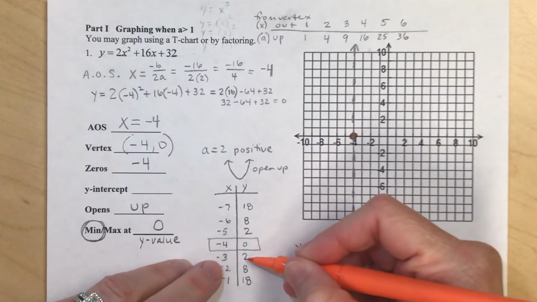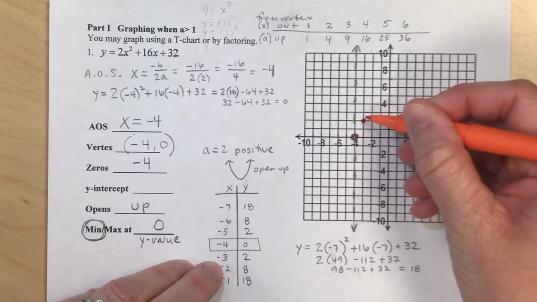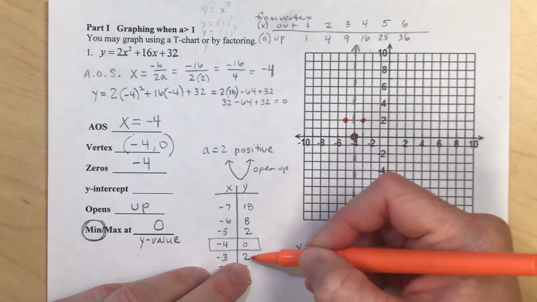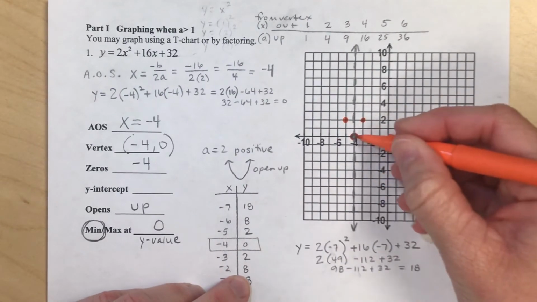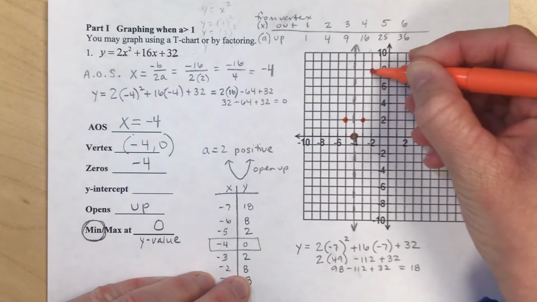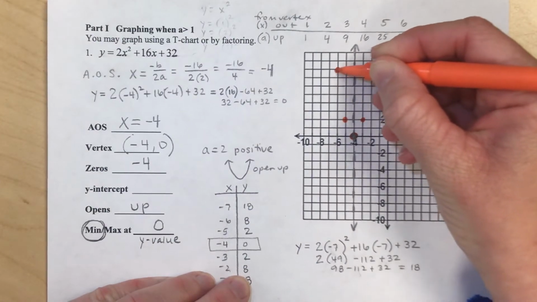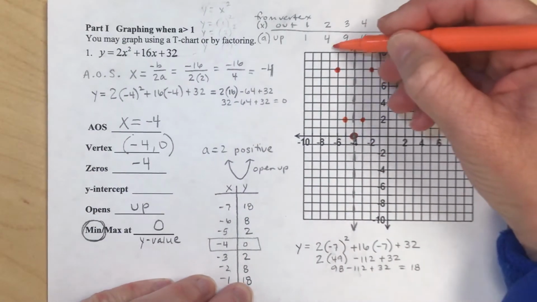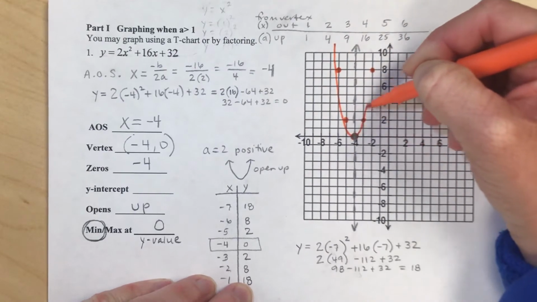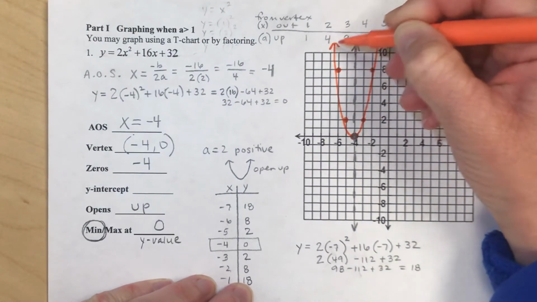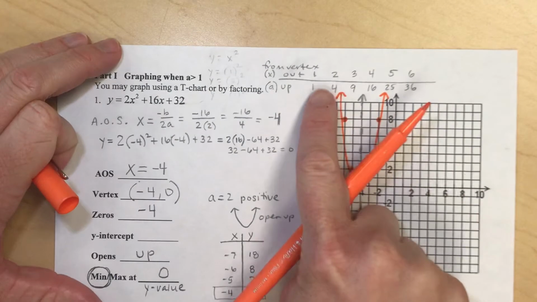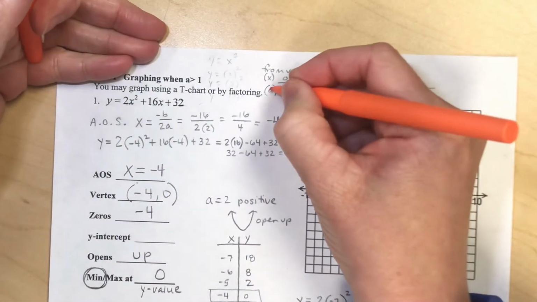From my vertex, if I go out 1, I go up 2 because it went from 0 to 2. And then if I go out 2, I'm going to go up 8. Now I can't go up 18 because that's off my grid, so I'm just going to connect these with a nice curvy U-shaped parabola.